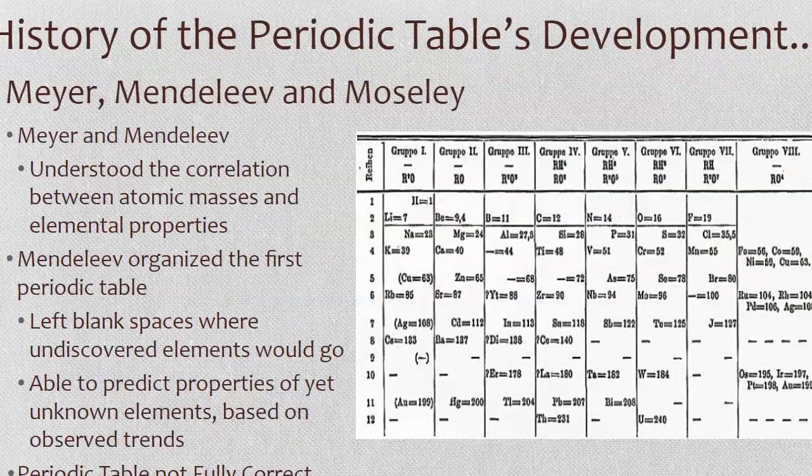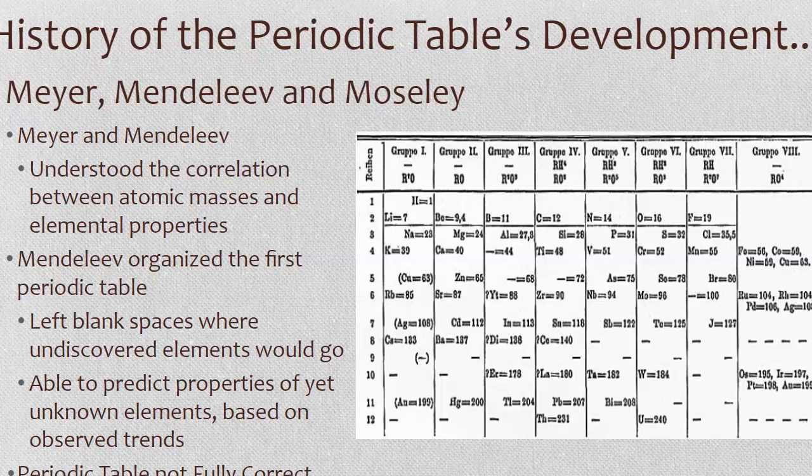Then we have the 3 M's: Mayer, Mendeleev, and Moseley. And this truly was the 3 M's. Moseley came later. So let's talk about Mayer and Mendeleev. Mendeleev and Mayer both understood the organization and correlation between atomic masses and elemental properties. Remember, at this point in time, we are still using atomic mass, not atomic number, to organize the periodic table.